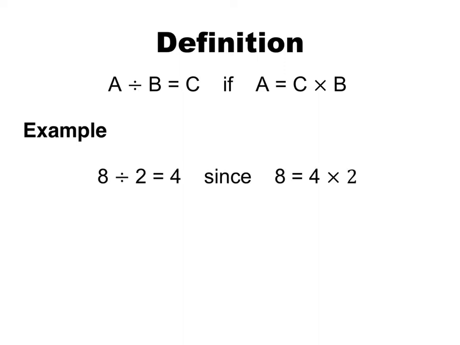So let's do a quick example to illustrate this definition. Let's take the division problem 8 divided by 2 equals 4. And we know that's true because 8 equals 4 times 2. If we match things up with our definition, A is 8, B is 2, C is 4. And then over here on the right we have A is 8, B is 2, and C is 4. So this is what we mean by division. 8 divided by 2 equals 4 because 8 is equal to 4 times 2.